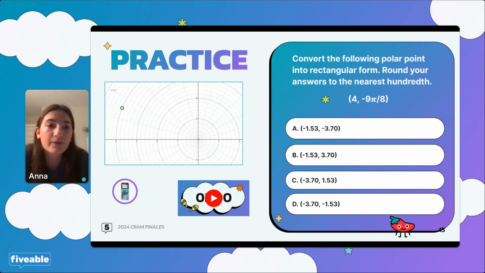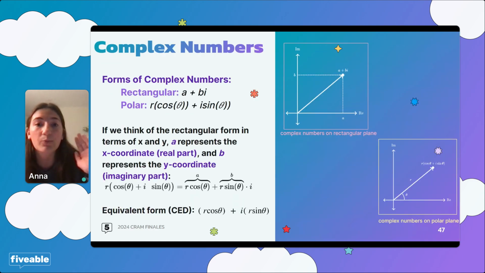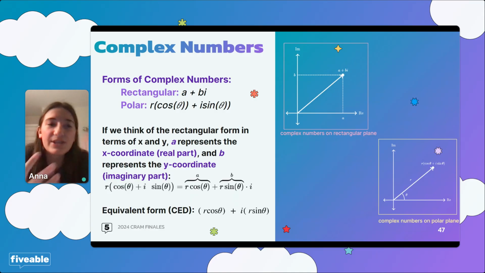Okay, let's move on to complex numbers real quick. We'll just touch on this again. We're going to go way deeper into this on our actual cram nights. But just know that the way we use these is by extending our real number system to include solutions to equations like x squared plus 1 equals 0, which has no real solutions, right?